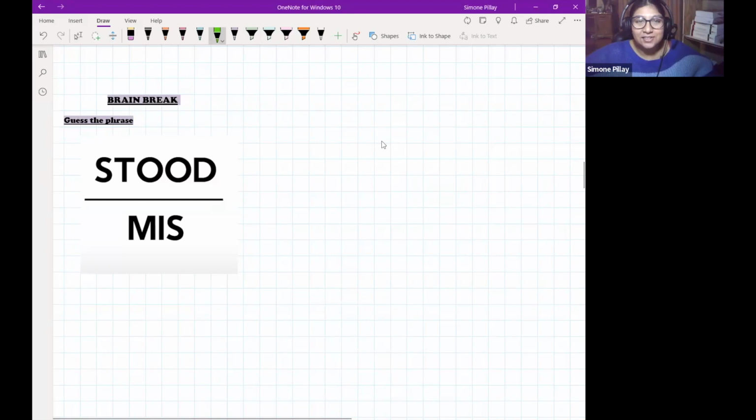And Shady was in there very quickly. It is misunderstood. The word there is misunderstood because of the fraction. We could say stood over miss, but that doesn't make sense. So it's misunderstood.